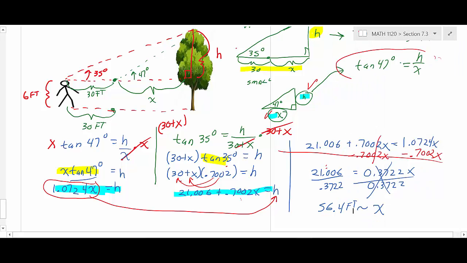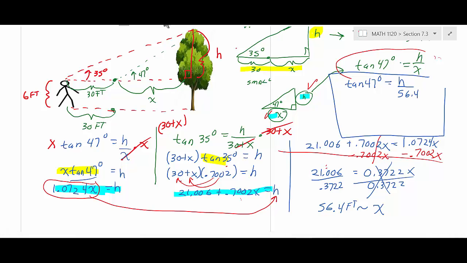Okay, so I'll just kind of put it in here. Here's how you get the final answer. So you'd have tangent 47 degrees equals h over x. And again, x is 56.4. Solve that, and you got the answer.